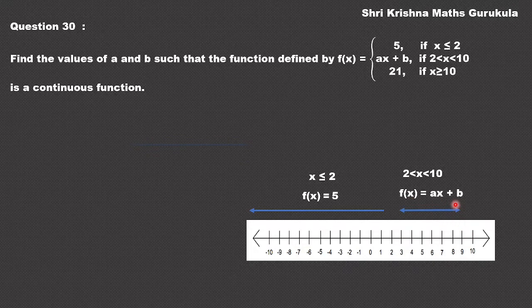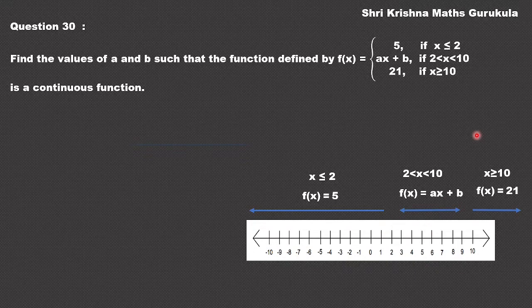Now, the moment x takes the value equal to 10 or greater than 10, the function is defined as 21, which is again a constant function. Whenever x is less than or equal to 2, it is a constant function. Here throughout it is a constant function, but the value is f of x is equal to 5. Whenever x is greater than or equal to 10 throughout the domain, the function is again a constant function, that is f of x is equal to 21. Between 2 and 10, the function is of this form, ax plus b. Is this clear now? Have you understood how the function is defined?